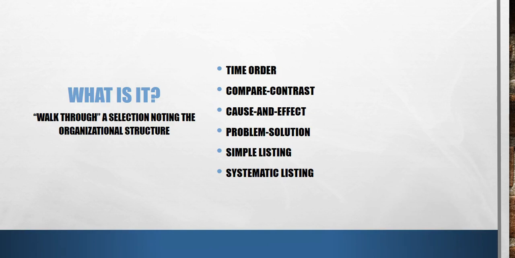It means the teacher or professor walks through a selection, either a text or a textbook, noting the organizational structure. Books or articles can be organized in a time order, a compare-contrast, a cause and effect, a problem-solution ordering, a simple list, or a systematic listing, or can combine one or more of these organizational structures. But if you point it out to the students, the organizational structure in the text will be more comprehensible. They'll be better able to understand what is happening in the textbook and then absorb that knowledge.